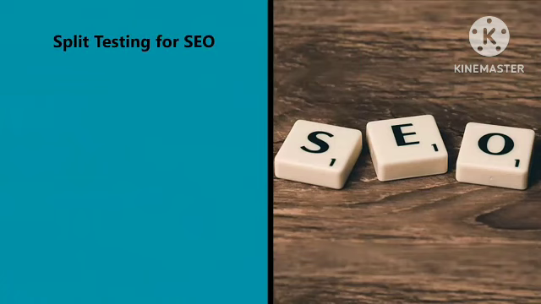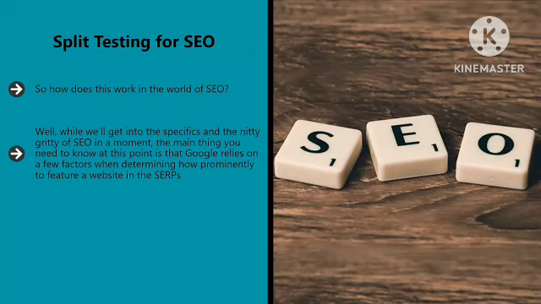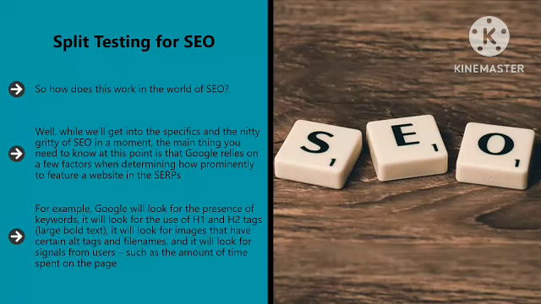Split testing for SEO. How does this work in the world of SEO? Well, while we'll get into the specifics and the nitty-gritty of SEO in a moment, the main thing you need to know at this point is that Google relies on a few factors when determining how prominently to feature a website in the SERPs. For example, Google will look for the presence of keywords. It will look for the use of H1 and H2 tags, large, bold text. It will look for images that have certain alt tags and file names, and it will look for signals from users, such as the amount of time spent on the page.